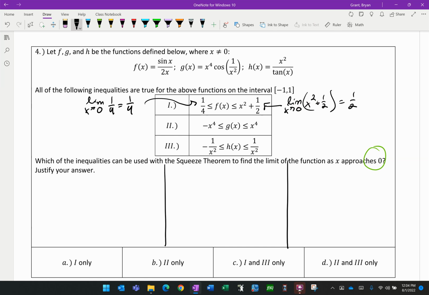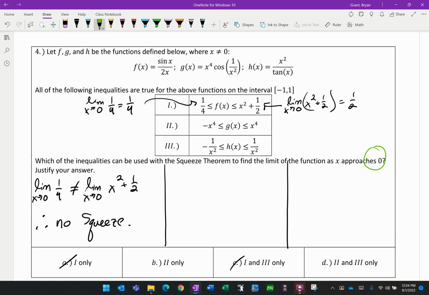So for number 1, notice that the limit as x approaches 0 of 1/4 is not equal to the limit as x approaches 0 of x squared plus 1/2. Therefore, no squeeze. All right, so we know that 1 is out, which eliminates A and actually C as well. So let's go ahead and try option 2.